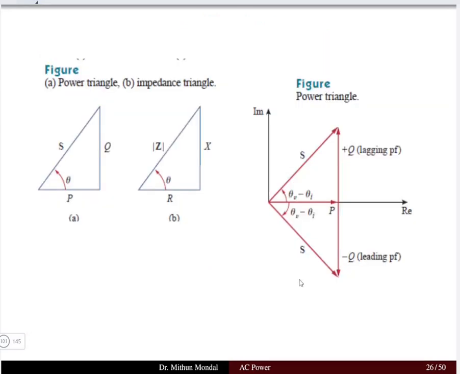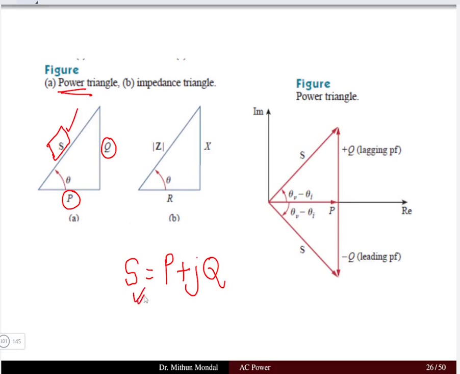Now coming to the power triangle. So we know that the complex power S can be written as the real power P plus j times, that is the imaginary part, the reactive power Q. So if I have a power triangle which is a right angle triangle whose base is given by the real power P and the height is given by the reactive power Q, then the hypotenuse of the power triangle we will get as S, that is the complex power. The theta, which is the angle between the real power P and the complex power S, is known as the power factor angle.